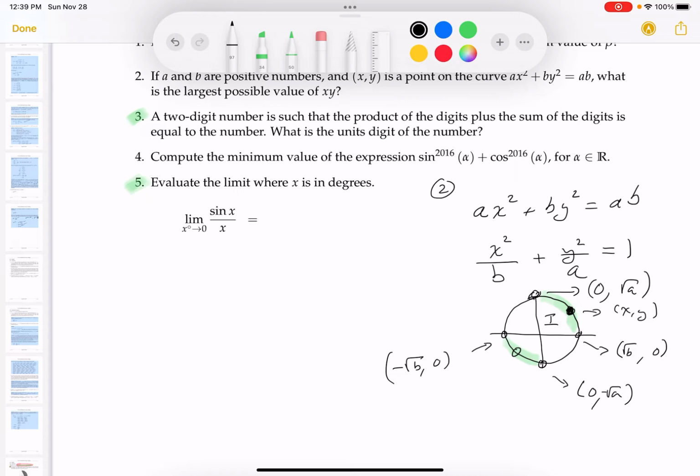And then I got to determine, they really want to know what the maximum x times y is. Well, before I go forward, I want to tell you what x has to be between. Well, it's got to be greater than 0. And it's got to be less than the root of b. And the y has got to be greater than 0, and it has to be less than the root of a. Again, I'm concentrating on the first quadrant. So let's see how we're going to do that.